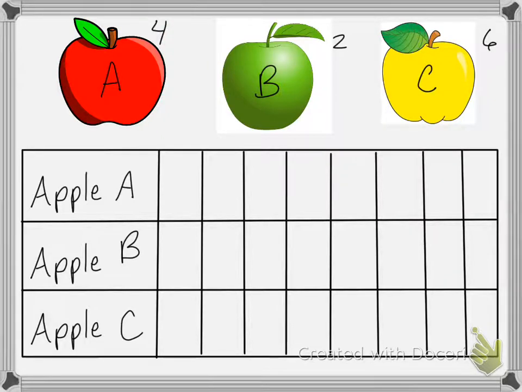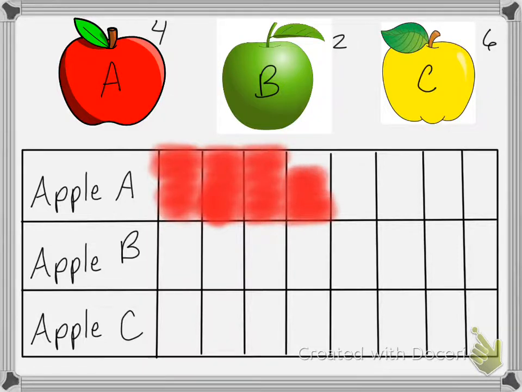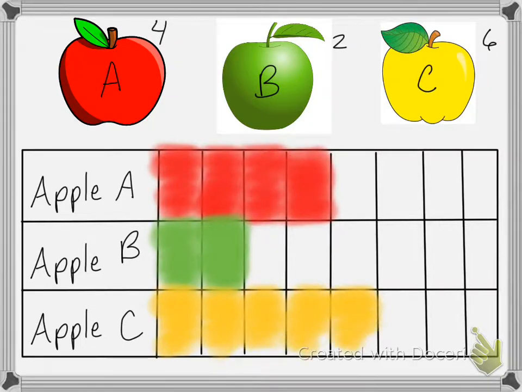So since 4 people liked apple A, I would fill in 4 boxes. 1, 2, 3, 4. Well, only 2 people like apple B, so I'm going to just fill in 2 boxes for apple B. 1, 2. And we're going to say that 6 people like apple C, so I'm going to fill in 6 boxes for apple C. 1, 2, 3, 4, 5, 6.